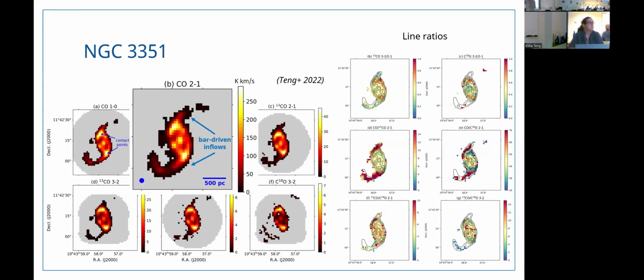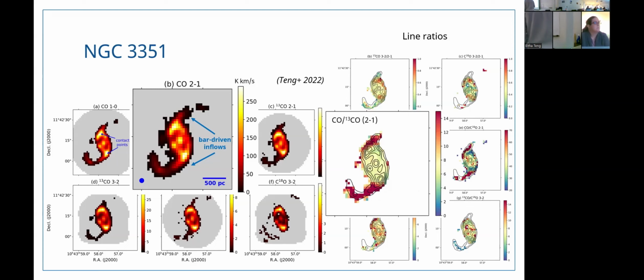One notable thing about this galaxy is that there is a clear star-forming ring at the center around the compact nucleus. And this ring is also connected to two inflow arms, which are driven by the stellar bar at the galaxy center. And interestingly, we found that these gas inflow arms also have a significantly higher CO to 13CO line ratio, and actually also a higher CO to C18O ratio, which probably suggests a very low optical depth that can have huge impacts on alpha CO, but I'll talk more about this later.